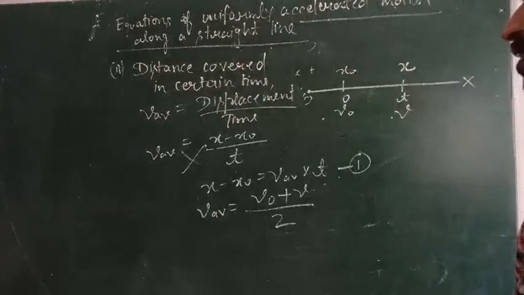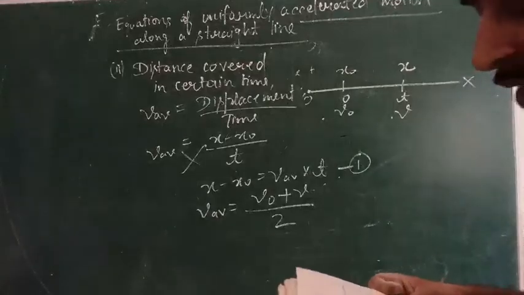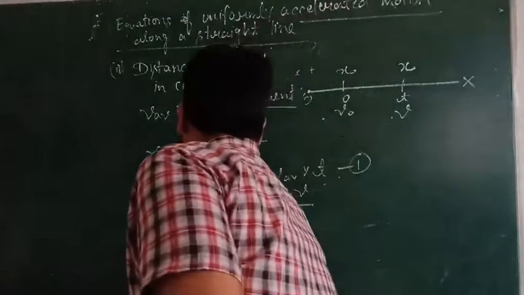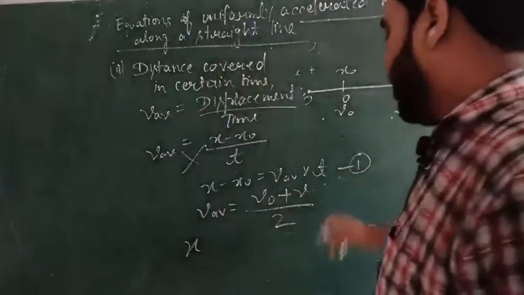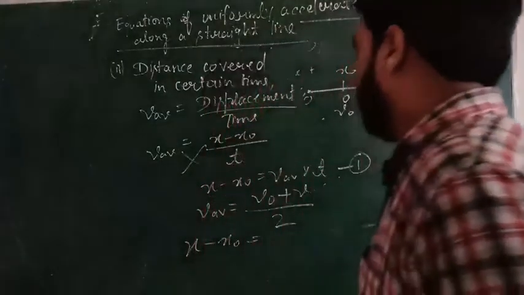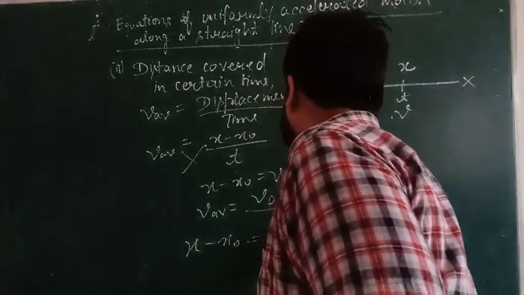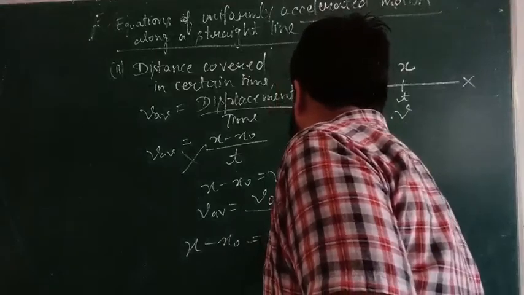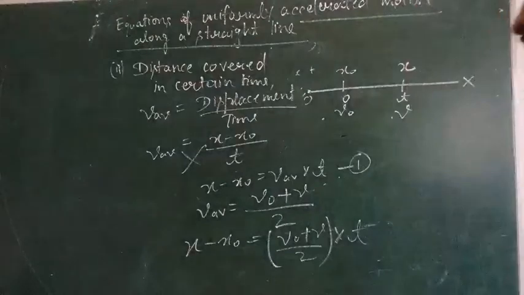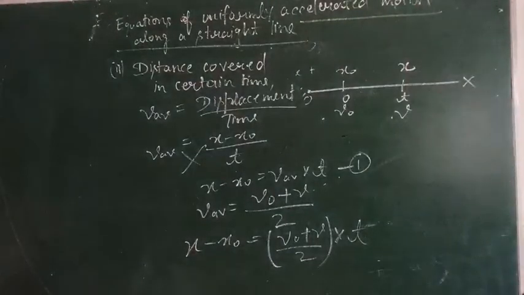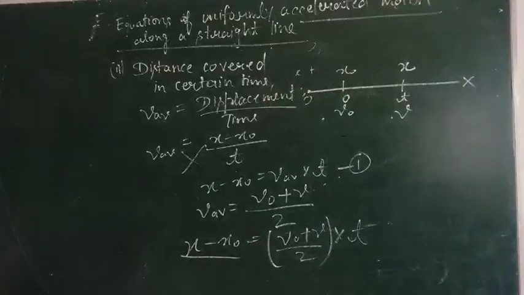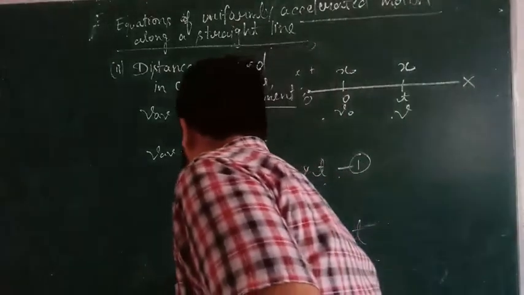If you have to calculate the distance traveled, then v0 plus v upon 2 is this. So substitute this value in equation 1. So x minus x0, the displacement, will be equal to v average. In place of v average we will write v0 plus v upon 2 into time t. Clear? Now x minus x0 is the displacement of the body. We can write it as s as well.